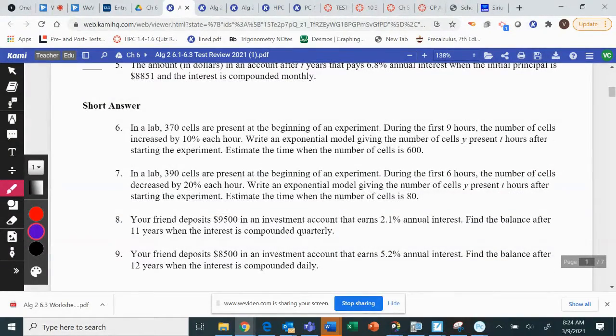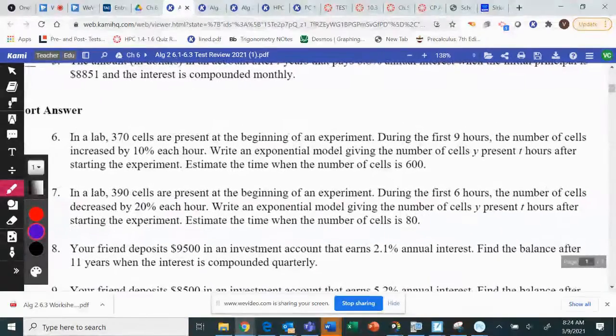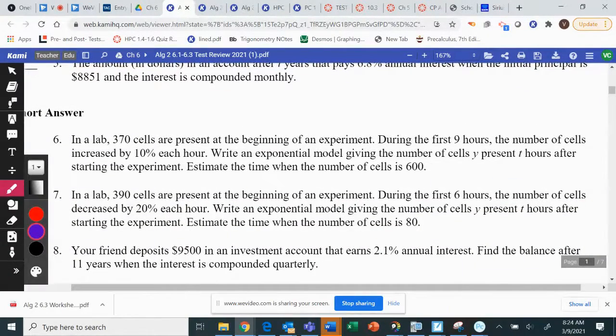Oh yeah, number 6. Let's look at number 6 together. I was trying to remember which ones I wanted to do. So number 6 says, in a lab, 370 cells are present at the beginning of an experiment. During the first 9 hours, the number of cells increased by 10% each hour. Write an exponential model giving the number of cells y present t hours after starting the experiment. And then second part of it, estimate the time when the number of cells is 600.